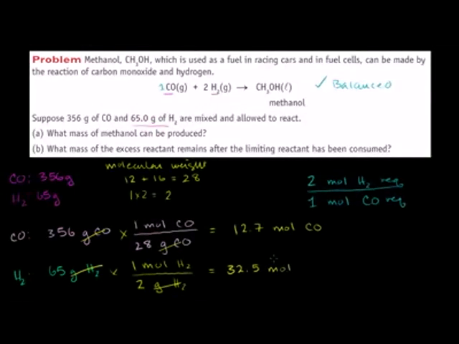32.5 moles of hydrogen. Now, we know exactly how many moles of carbon monoxide and how many moles of hydrogen they've given us. Let's figure out what the ratio is, and we'll do it in the exact same way as we wrote up here. So we have 32.5 moles of hydrogen, which is what we're given, and we're given 12.7 moles of carbon monoxide.